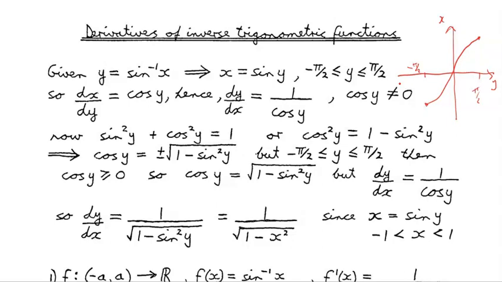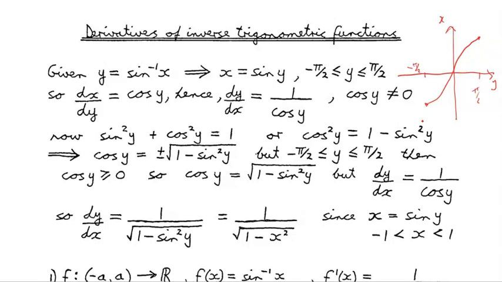We'll see that is the case for this interval here, cos y not equal to 0. From the identity, sine squared y plus cos squared y equals 1, or cos squared y equals 1 minus sine squared y. That implies that cos y is plus or minus the square root of 1 minus sine squared y.